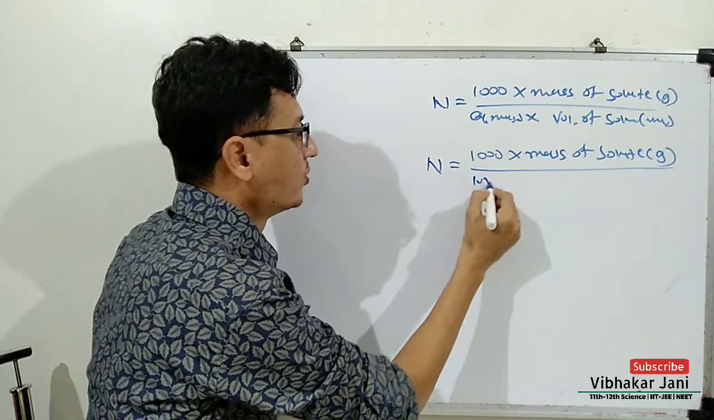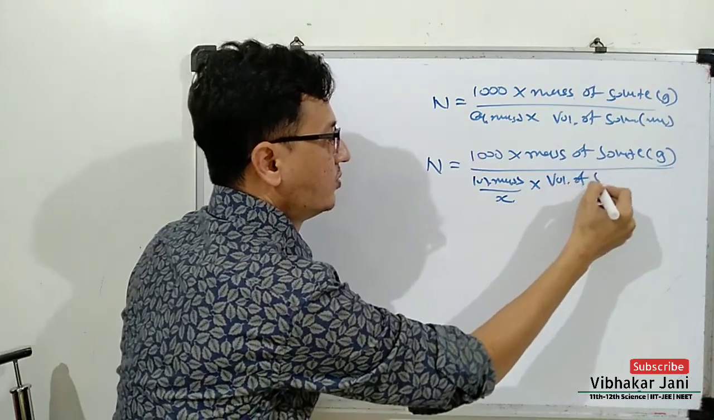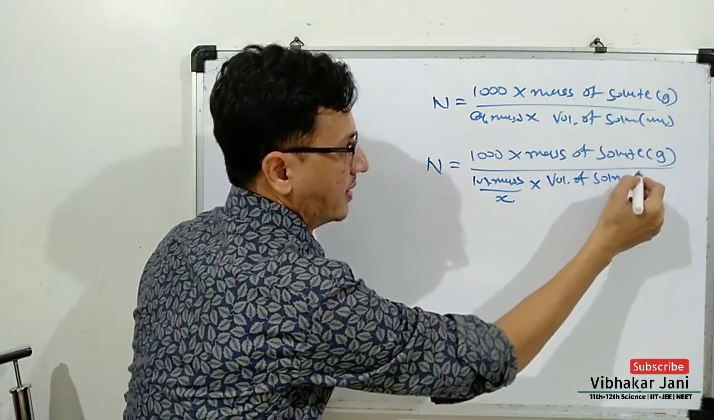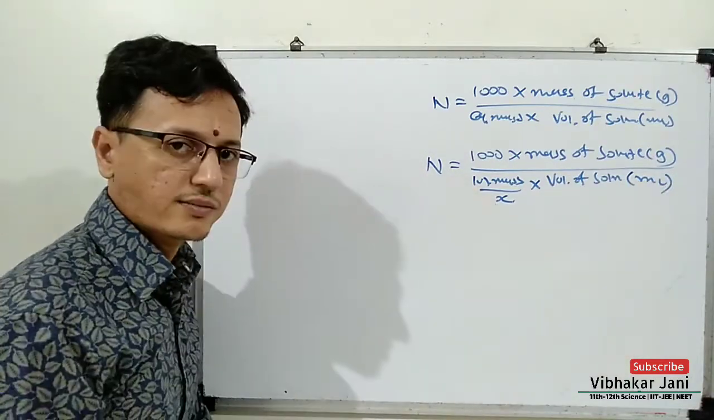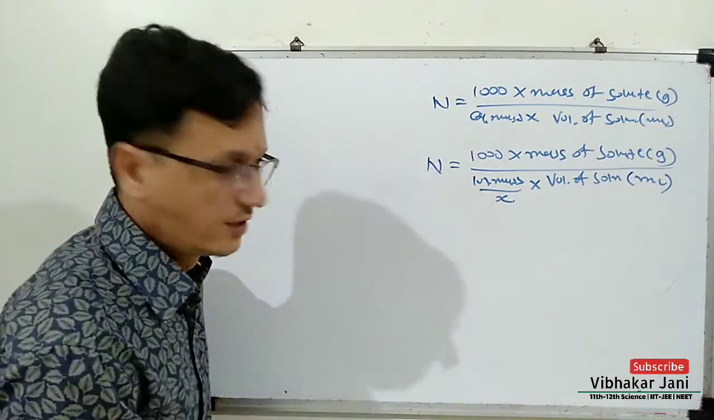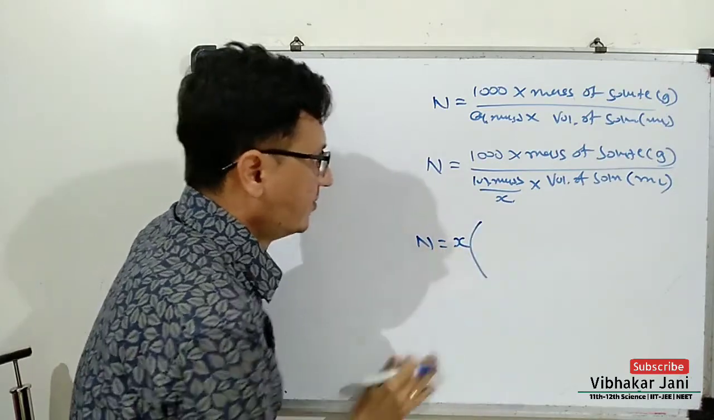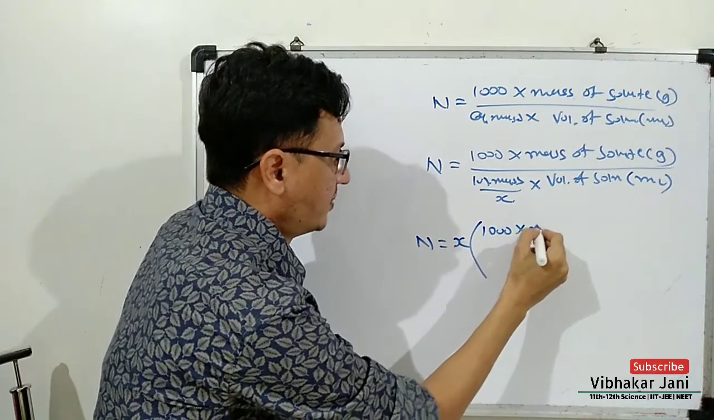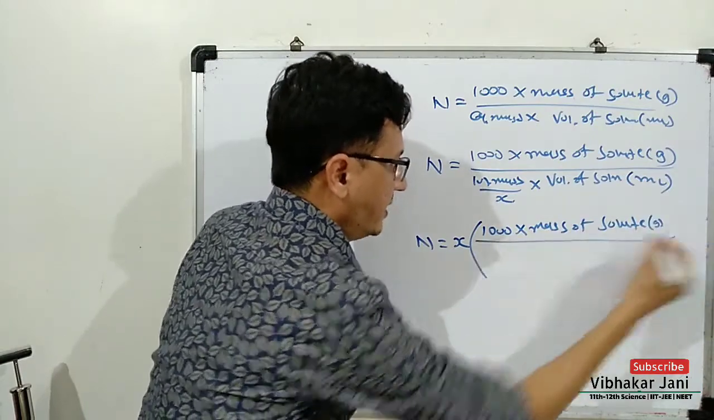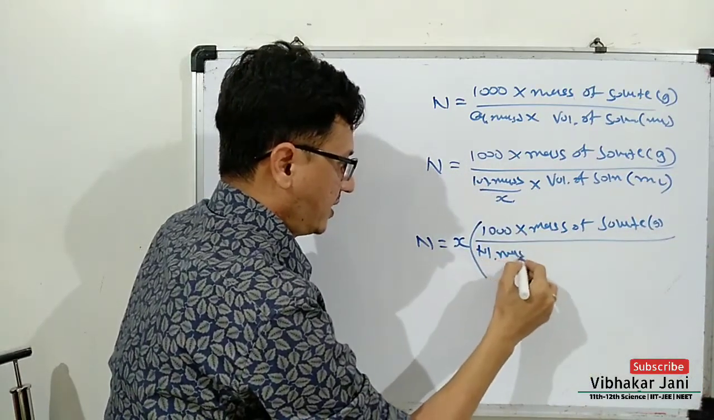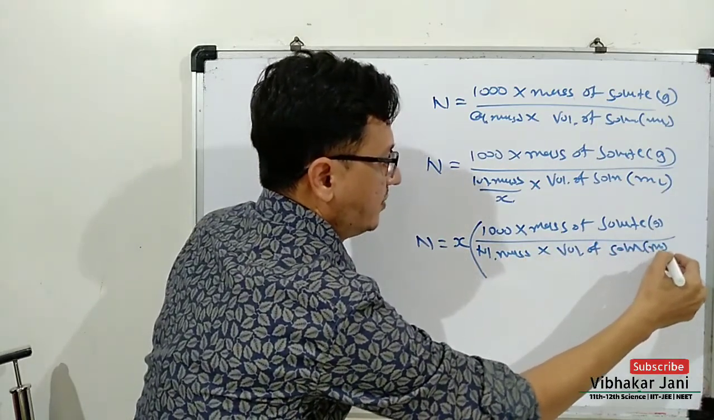So the formula will look like this: 1000 multiplied by mass of solute in gram divided by equivalent mass, which is equal to molecular mass divided by X, multiplied by volume of solution in milliliter. Now this is the denominator of the denominator. That means we can write it as numerator. So this formula will look like this. This X can be written over here, and we can write 1000 multiplied by mass of solute in gram divided by molecular mass multiplied by volume of solution in milliliter.